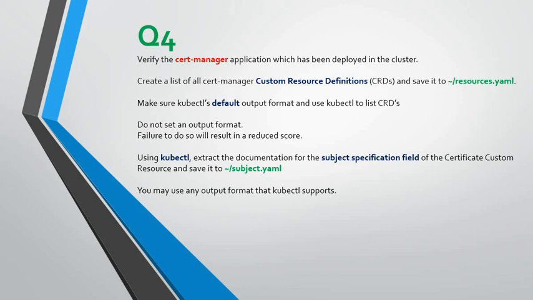Now, the second part is that using kubectl, extract the documentation for the subject specification field of the certificate custom resource and save it to this file. In this second part, you can format your output. So this is a very simple question, and you don't have to waste too much time on this question in the examination. You don't even require Kubernetes documents for this question.